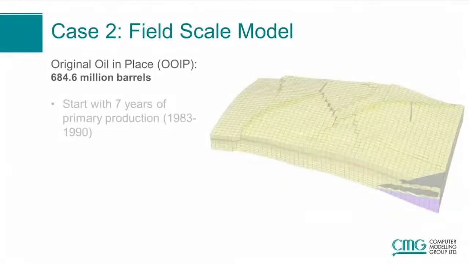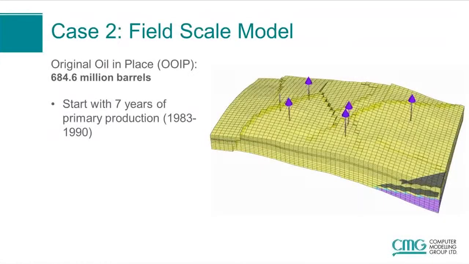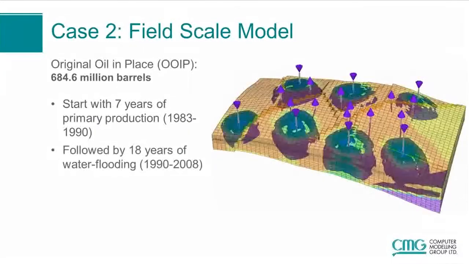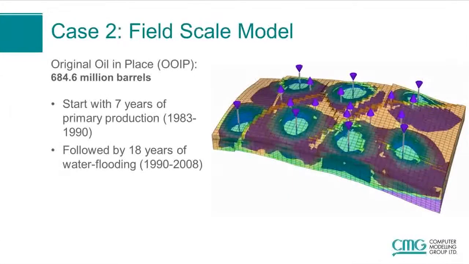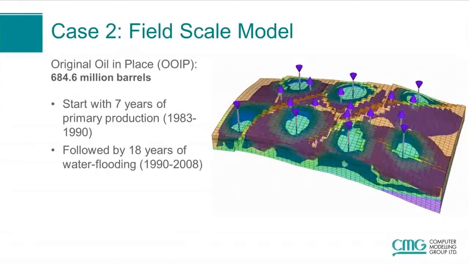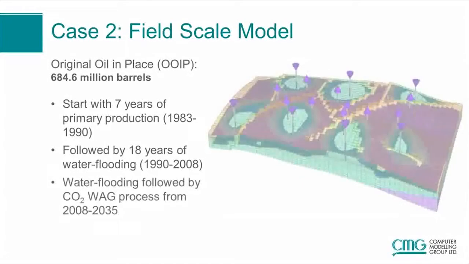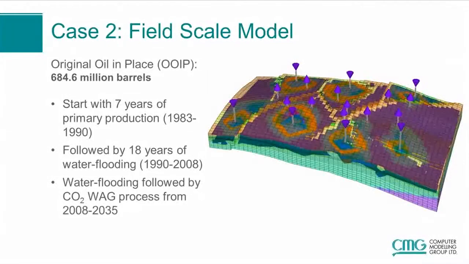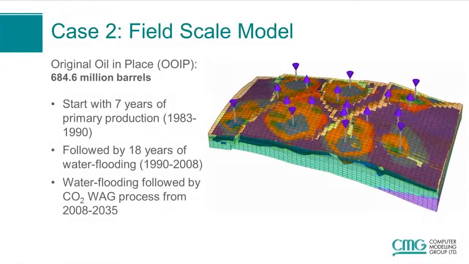The second case is a field scale model in which I have the data for 7 years of primary production from 1983 to 1990. Also, I have the data for 18 years of the water flooding. So for this case, I just want to optimize the WAG processes for about 27 years.